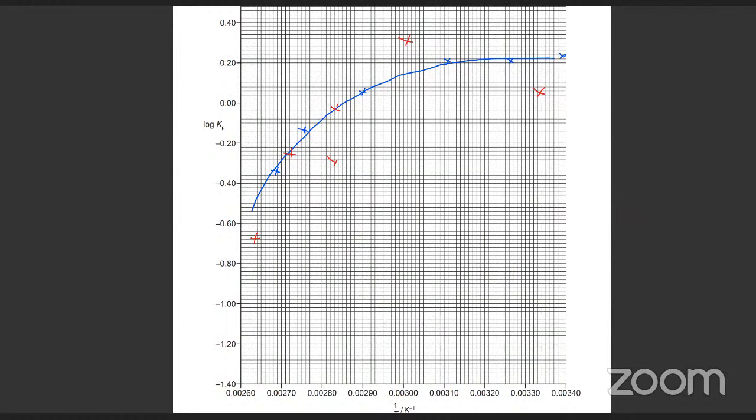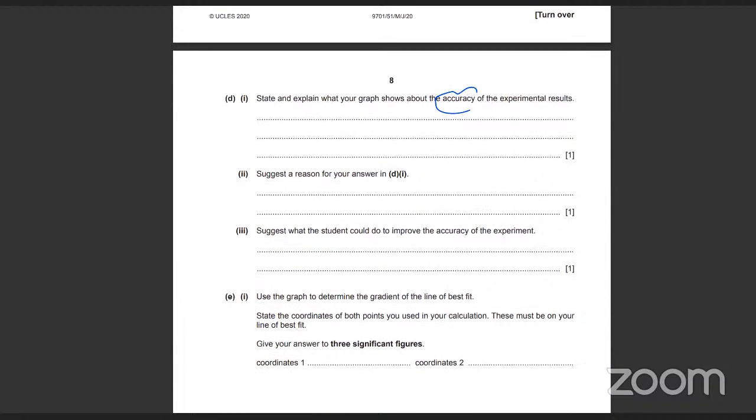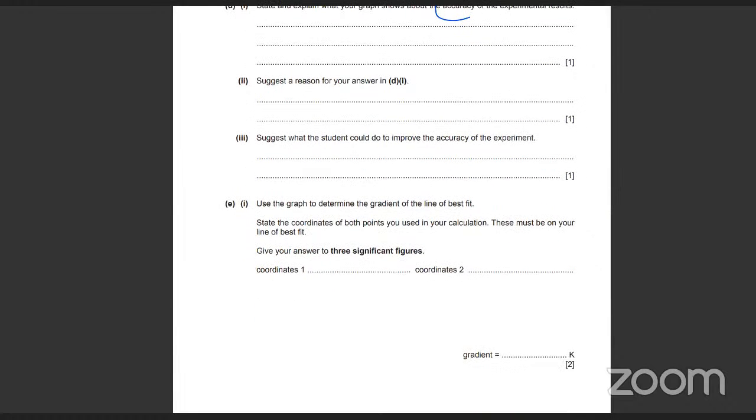Like if you take more readings, so that's one way. So have more values. You could improve the apparatus as well, but over here, I think it was very graph specific. Just let me say: explain what your graph shows about the accuracy of the experiment. Suggest a reason for your answer. Suggest what the student could do to improve the accuracy of the experiment. So take more points. That is one way your graph will improve.